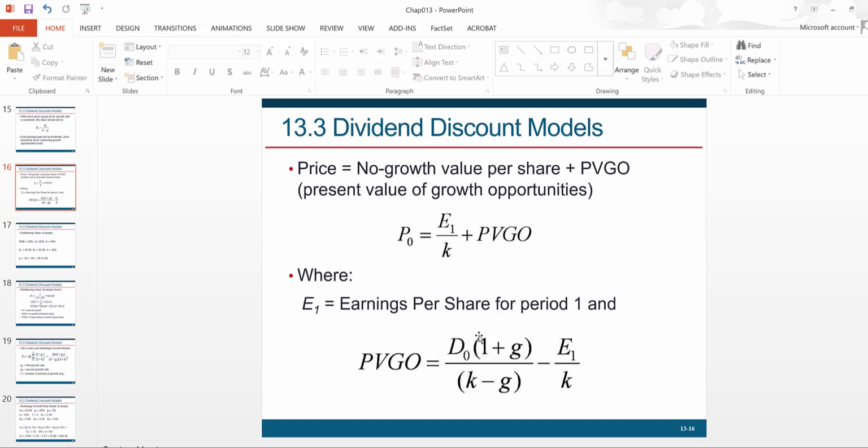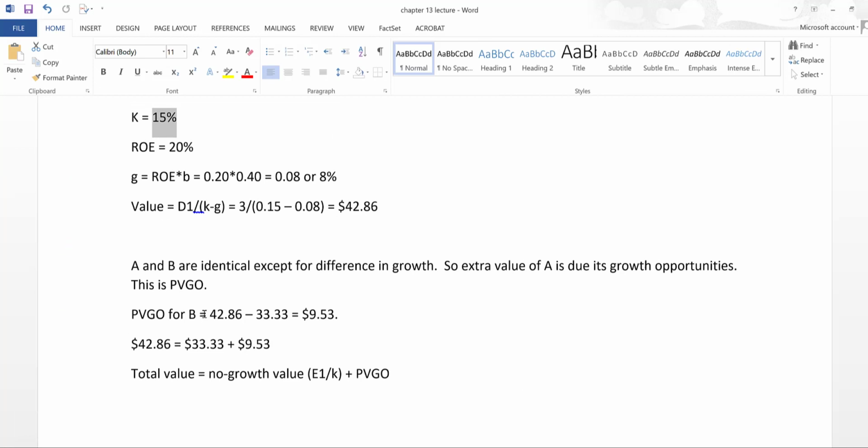Okay, so that is this concept of PVGO, present value of growth opportunities. I can write this PVGO as P0 minus E1 over K, and I already know that P0 is D1 over K minus G. So D1 over K minus G minus E1 over K. So that would be PVGO, or D0 times 1 plus G over K minus G minus E1 over K. So either way you can do this estimation of PVGO. Now, one important thing to also remember is that not all growth opportunities actually add value.